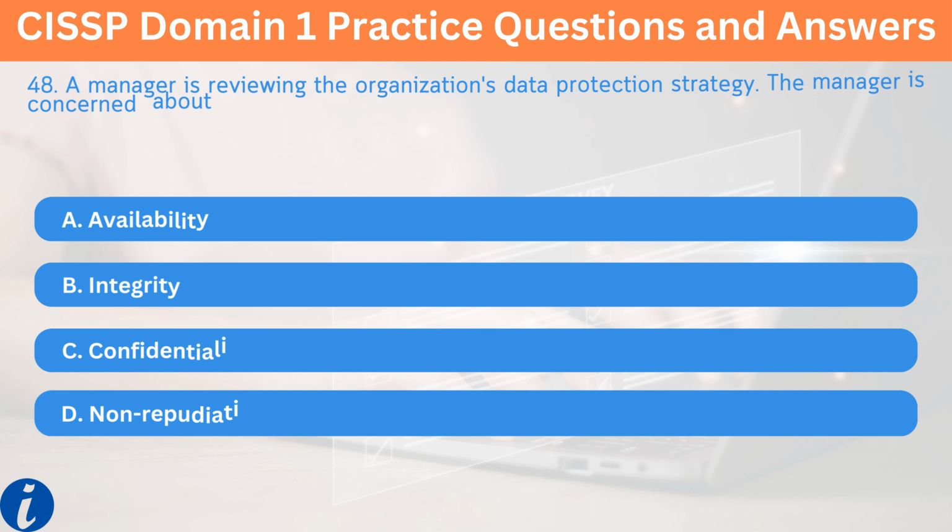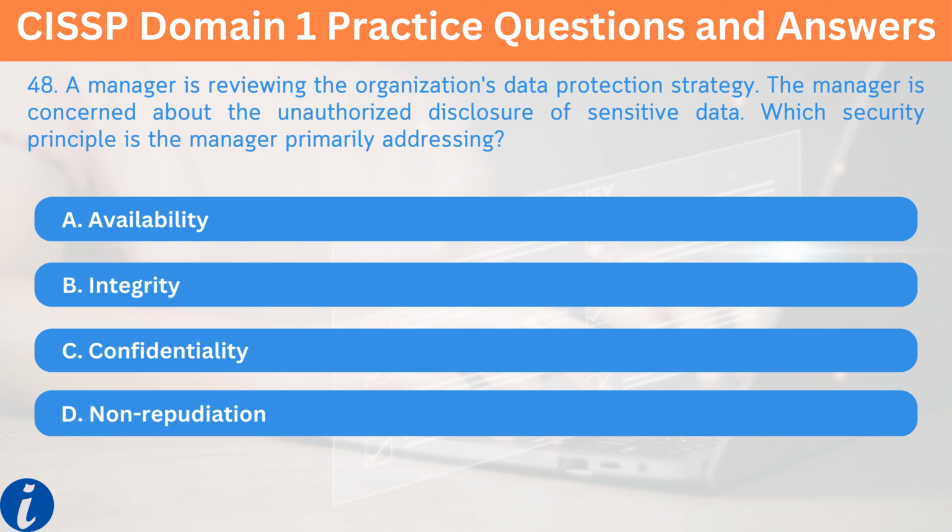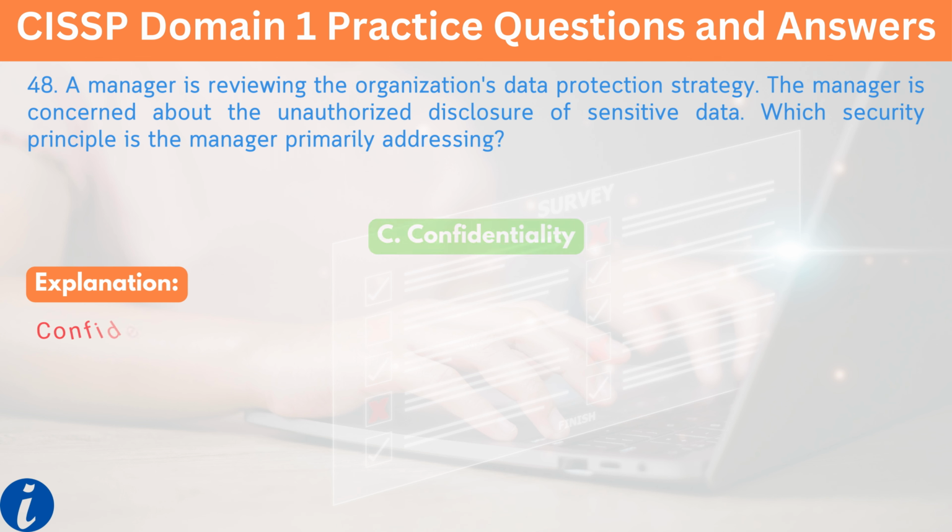48. A manager is reviewing the organization's data protection strategy. The manager is concerned about the unauthorized disclosure of sensitive data. Which security principle is the manager primarily addressing? A. Availability. B. Integrity. C. Confidentiality. D. Non-repudiation. The correct answer is C.